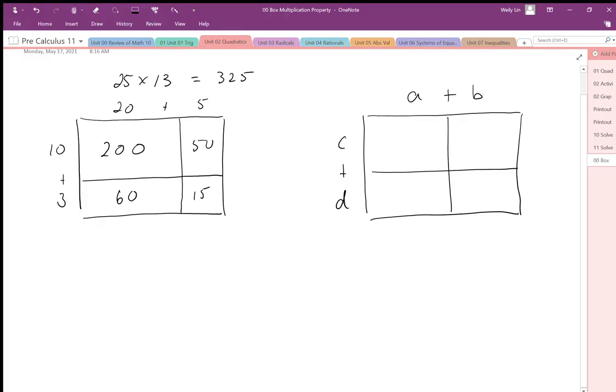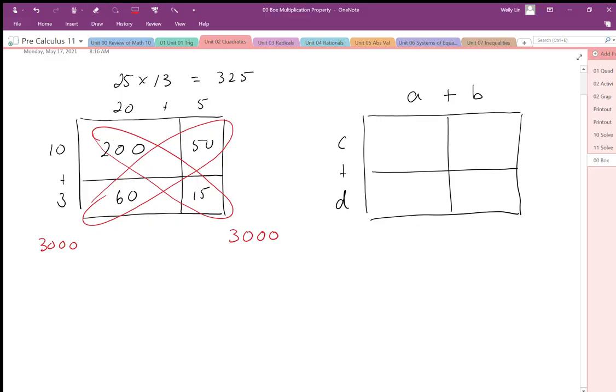Now, the property that I'm going to show you is this property that when I multiply along the diagonal here, I get 200 times 15. 200 times 15 gives me 30 plus 2 zeros, or 3,000. And when I multiply across this diagonal, 50 times 60 is 3,000 as well. And in fact, what always happens in a box multiplication is, in a 2 by 2 box multiplication, the diagonal products are equivalent to each other.